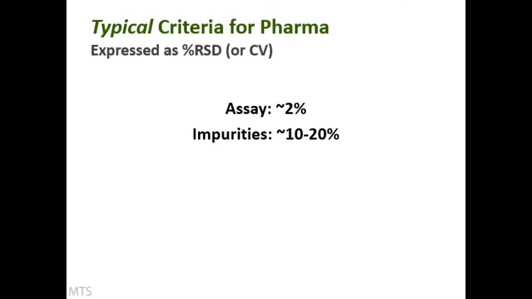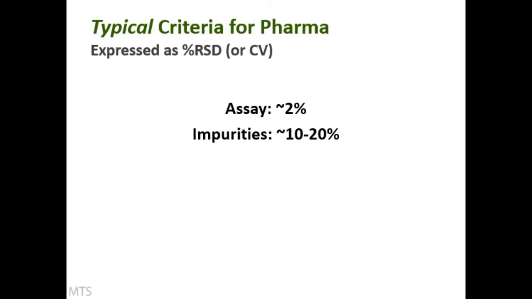Okay, so that's our acceptance criteria for precision. Somewhere around 2% is probably quite typical, around 10 to 20% for impurities. And that, remember, is just an expression of the standard deviation. They are just coming from what we typically see. So we'd consider something less than 1% to be a very precise method.